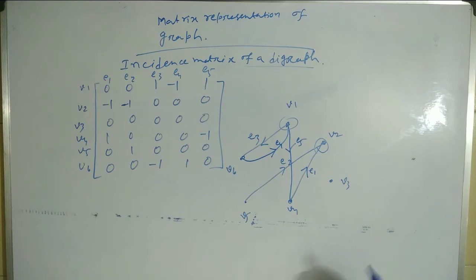So this was the procedure of how to write an incidence matrix of a graph, undirected or directed, and you can also draw the graph from the given incidence matrix. So this was all for this video.